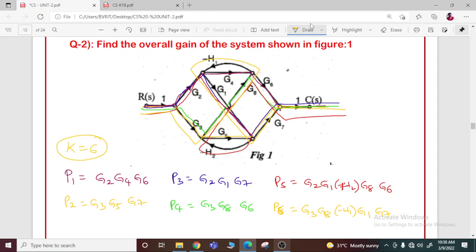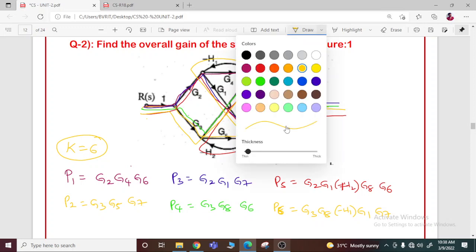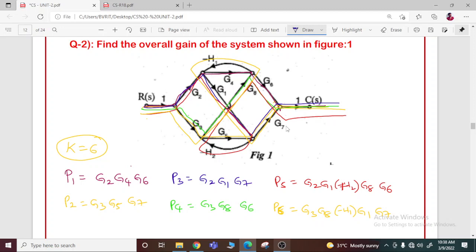So, there are 6 paths available, and 3 individual loops are there. This is the first loop, this is the second loop, and the third loop is like this. So, there are 3 individual loops and 2 non-touching loops. These 2 loops are non-touching with each other, loop number 1 and loop number 2. So, that is all related to this problem.